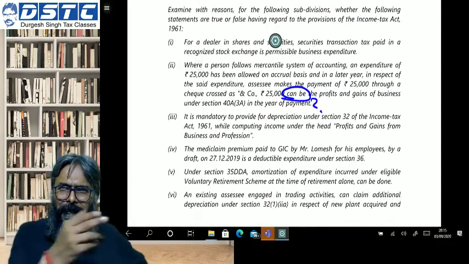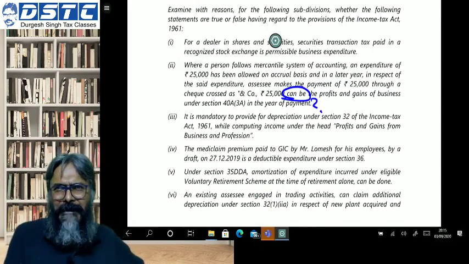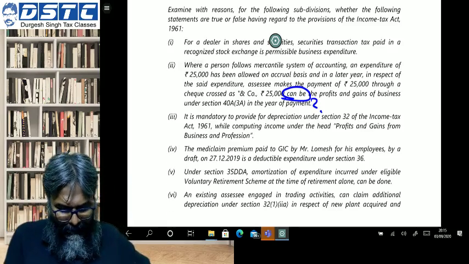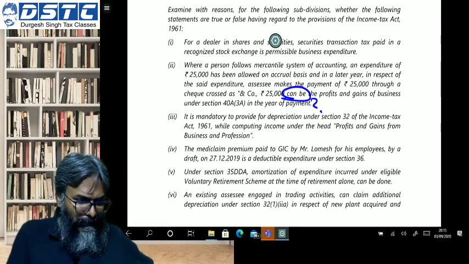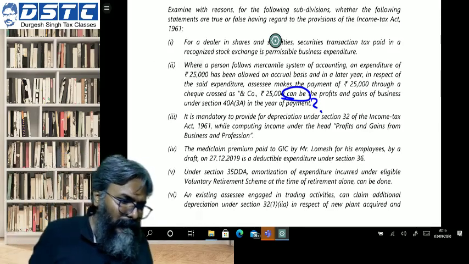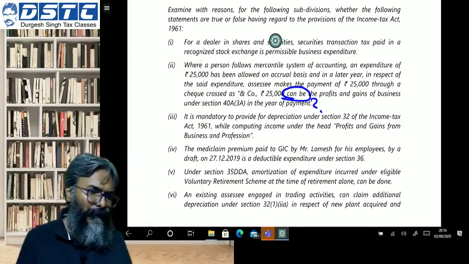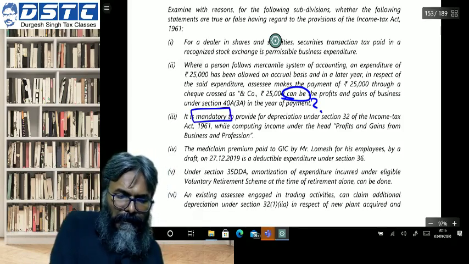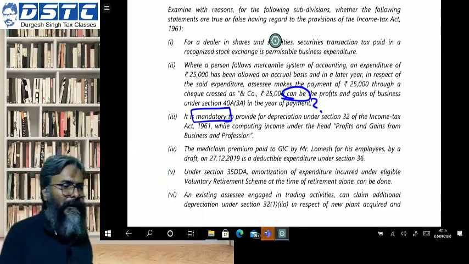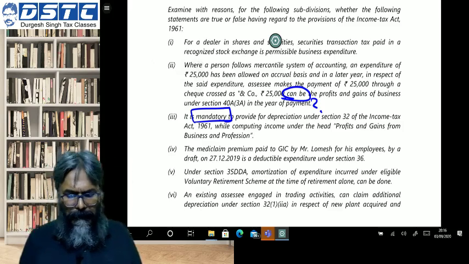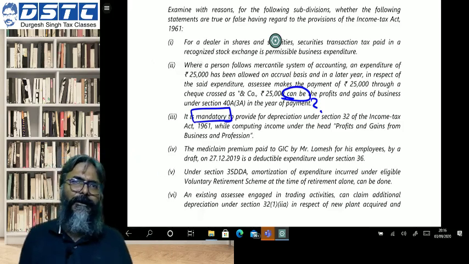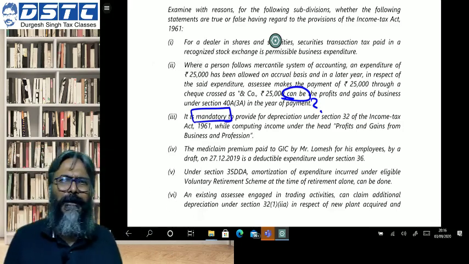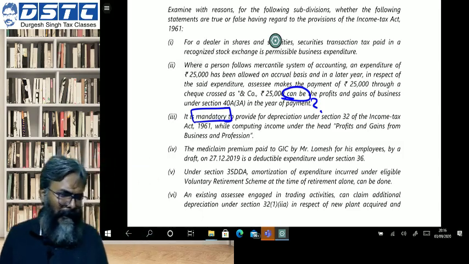Coming to point number 3, but anyway, this is just on the basis of whatever we have done just now. It is in the subsequent year. So if it is a subsequent year, 40A3A will come into play. Point number 3. It is mandatory to provide for depreciation under section 32. Yes, students, it is mandatory. Depreciation allowance under section 32 is mandatory. There is one specific section, but as I told you, you don't remember the section number. Just, it is mandatory? Yes, it is mandatory.